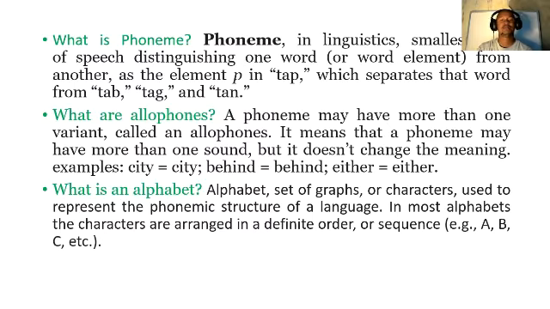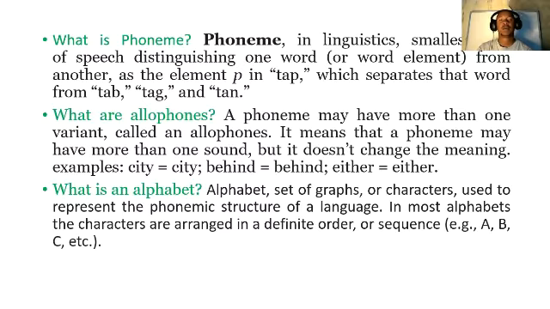Example, city and city. In this example, the allophone is the T. Behind and behind. In this example, the allophone is E. Either or either. In this example, the allophone is E.